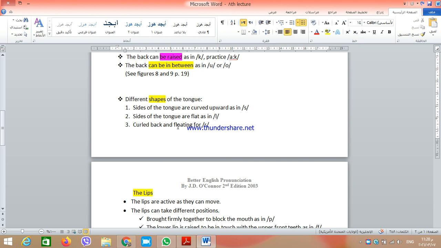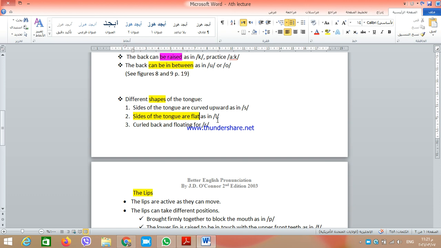But sometimes it's not the whole tongue that is raised. The sides of the tongue are flat. It means they are lowered. This is what happens exactly in the pronunciation of the sound l, l. You can feel that the tip of the tongue is in touch with the alveolar ridge, but the sides of the tongue are not. The sides of the tongue are lowered, are flat inside the mouth.